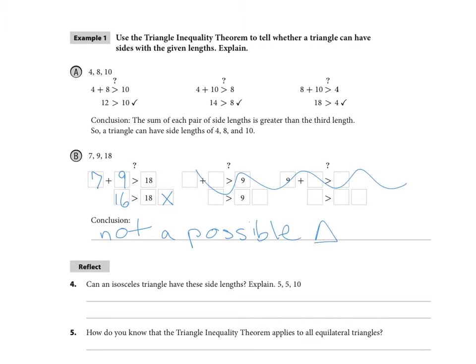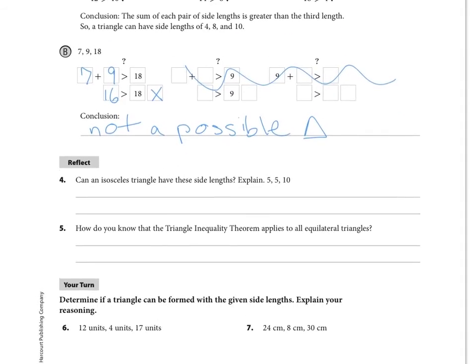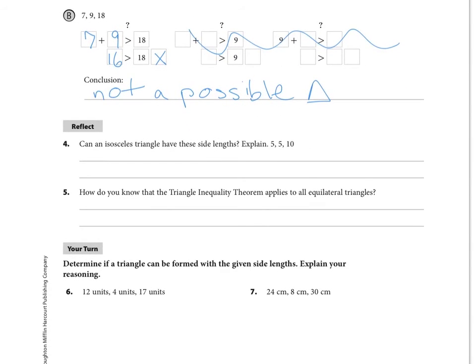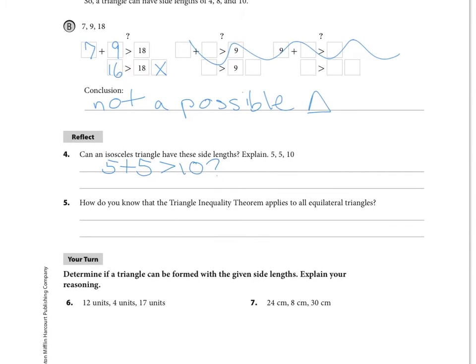All right, so let's go through a couple of these reflex, because I think they're good this time. Can an isosceles triangle have these side lengths? Could it be 5, 5, and 10? Well, let's see. The two smallest sides there are 5 and 5, so we'll add those together. And the question is, is 5 plus 5 greater than 10? And of course the answer is no, because 10 is not greater than 10. 10 is equal to 10, but it's not greater than 10.